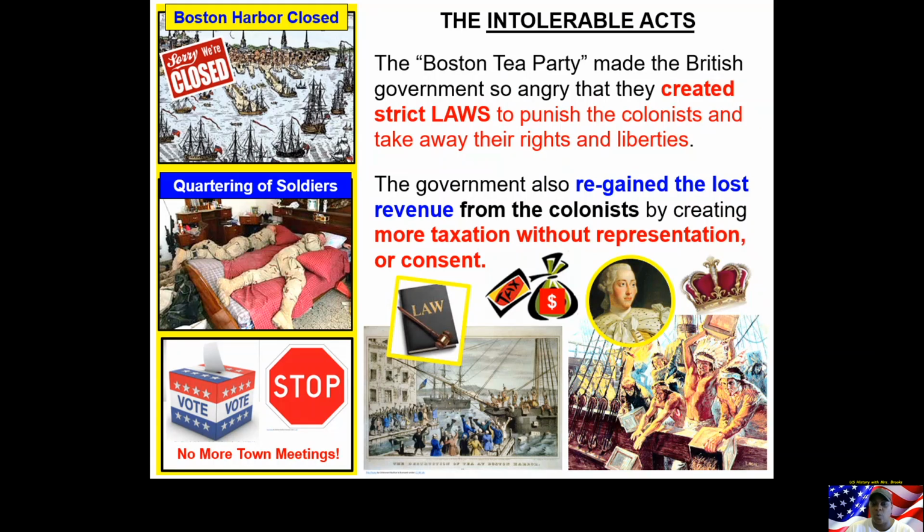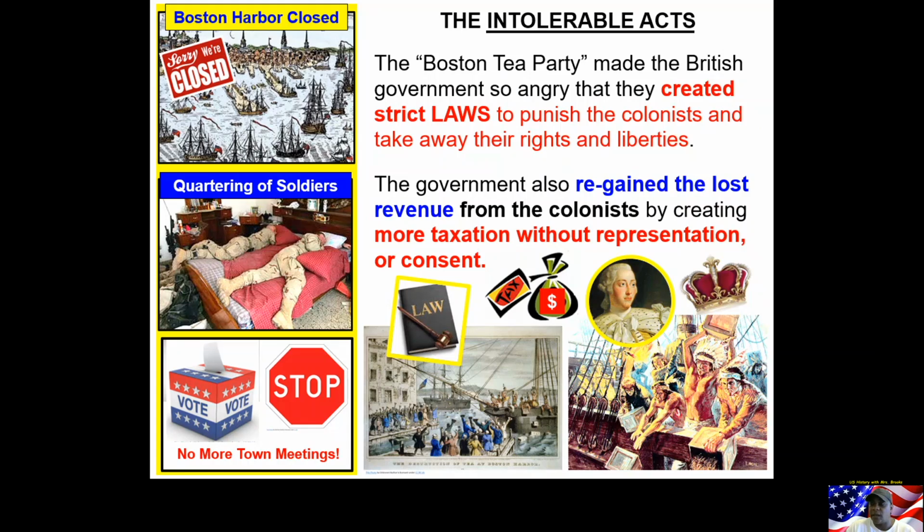That's what quartering is. So the king says, since you can't pay me back my money, okay, the Boston Harbor is closed. No ships going in, no ships going out. Can't pay me back my money. How about I let these soldiers stay in your house? And you're going to have to take care of them. You'll have to feed them and give them a place to stay. The colonists said, that's not right. That's a form of taxation without representation.